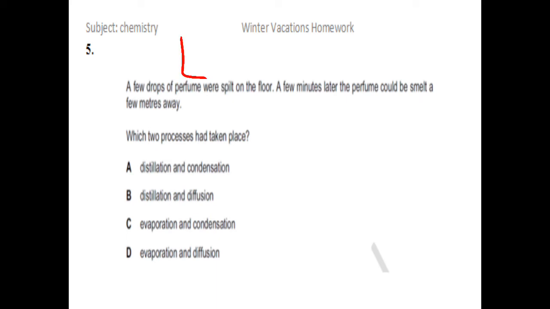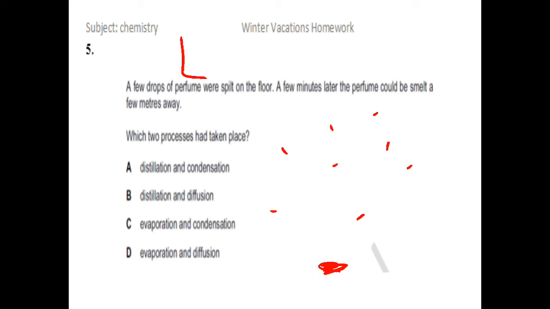Perfume is spilled on the floor. A few minutes later, the perfume could be smelt a few meters away. So what happens when one drop of liquid is dropped on the ground, and after some time it is spread in the air? This process involves the phase change from liquid to gaseous phase, and it's not just the conversion into the gaseous state. They have to be evenly distributed.